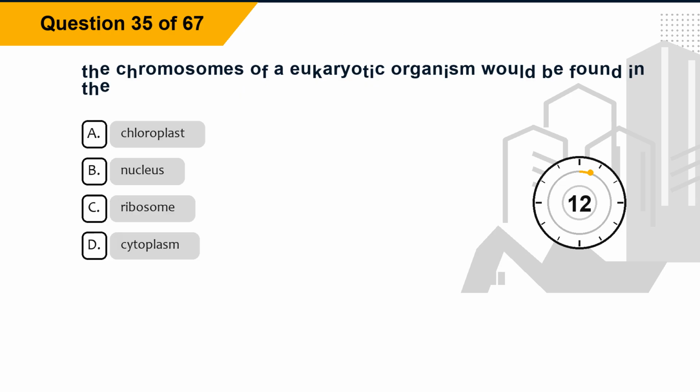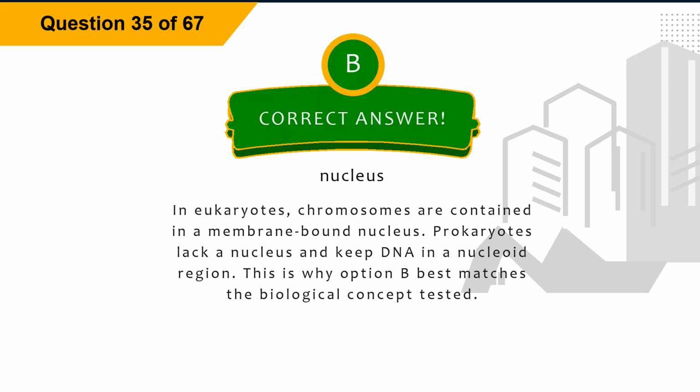Question 35. The chromosomes of a eukaryotic organism would be found in the: option A, chloroplast; option B, nucleus; option C, ribosome; option D, cytoplasm. The correct answer is option B, nucleus. Explanation. In eukaryotes, chromosomes are contained in a membrane-bound nucleus. Prokaryotes lack a nucleus and keep DNA in a nucleoid region. This is why option B best matches the biological concept tested.